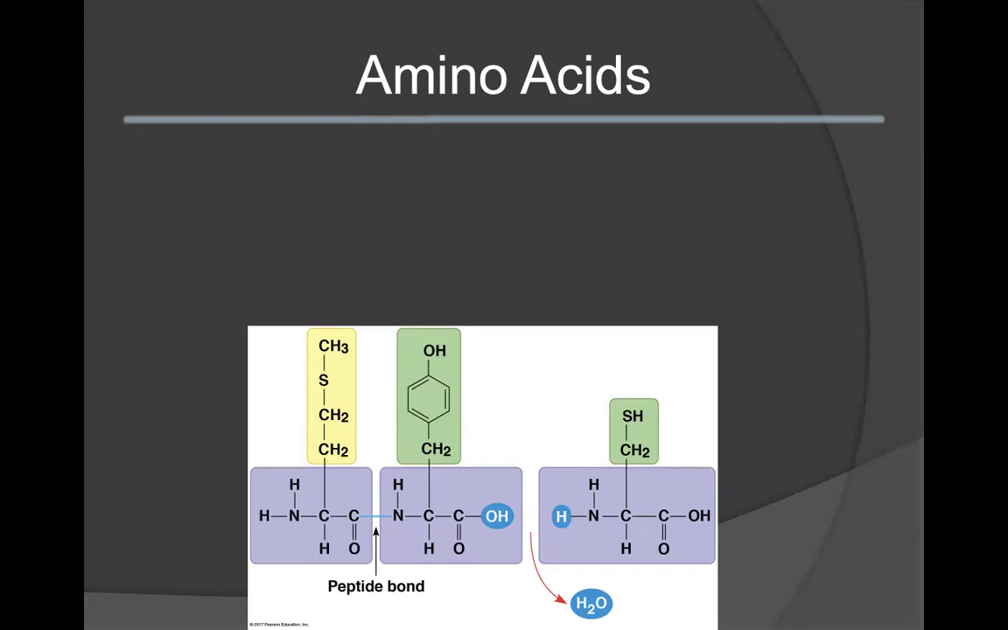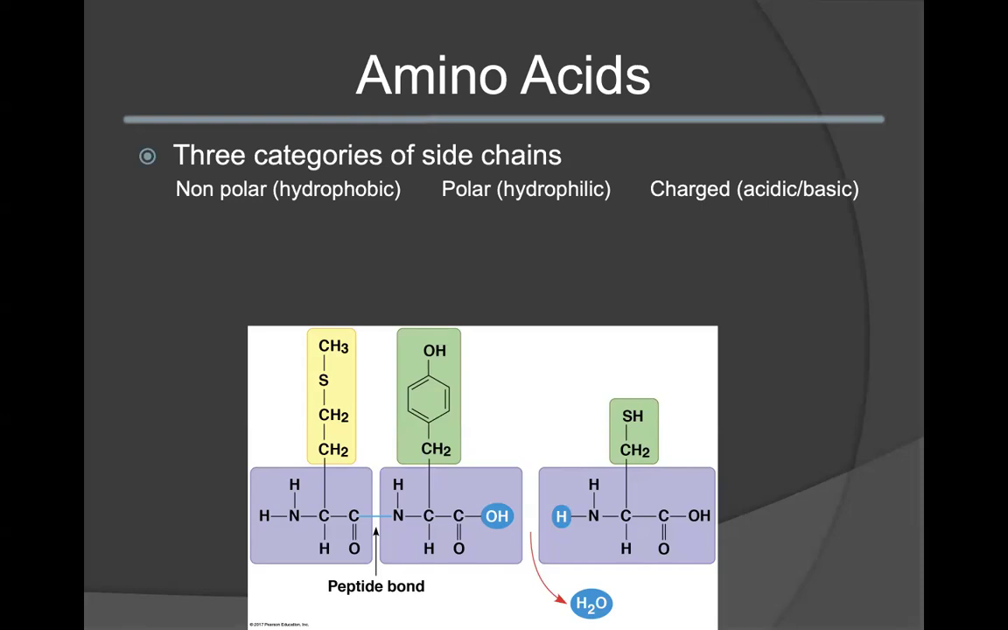Let's take a look at how these amino acids are joined together. Once again, we are going to have what is termed a dehydration reaction. We are going to remove a molecule of water to join these amino acids together. In this case, however, we are going to form a peptide bond.